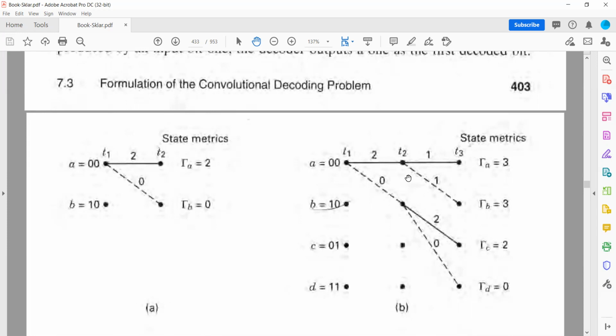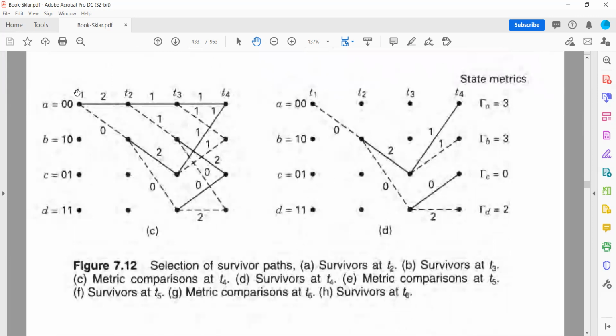Let's look at the second diagram. So it goes from here. What is the state metric for this? It is 3. The state metric of this is again 3. For this path is 3. State metric of this path is 2. State metric of this path is 0. Correct? This is how the state metrics are written.